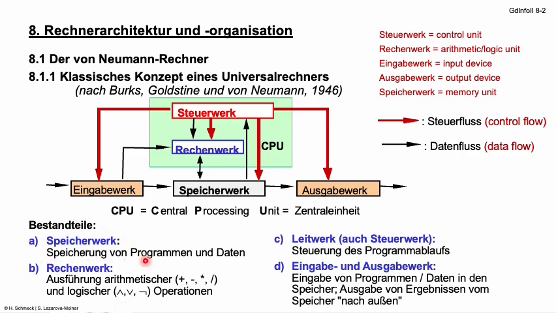So the main functions are very intuitive. The memory unit is for storage of programs and data. The arithmetic logic unit is about executing arithmetic and logic operations. The control unit is about the control of the execution of programs. And the input and output is for input and output of programs and data in and from the memory.